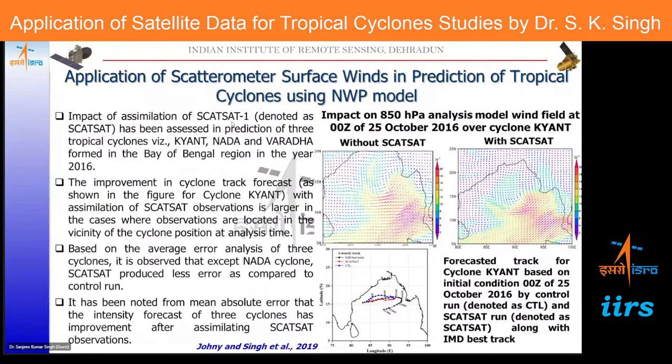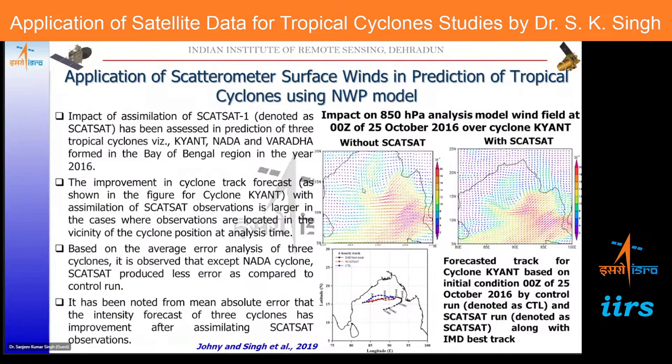So SCATSAT wind we have assimilated during the Kyant, Nada, and Vardah cyclones. Kyant formed in 2016. So this is the 850 hPa wind model analysis of the Kyant cyclone. You can see in this picture, the left wind picture shows the analysis without SCAT data assimilation, and the right picture shows it after assimilating the scatterometer wind. You can see the orientation of the tropical cyclone has changed after assimilating the scatterometer wind, and you can see the very well organized structure of the tropical cyclone.